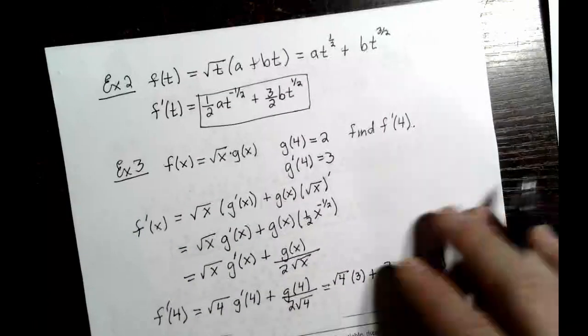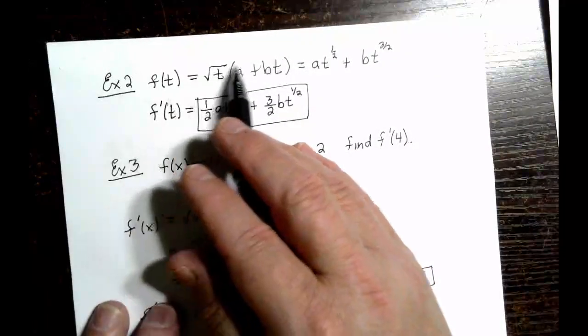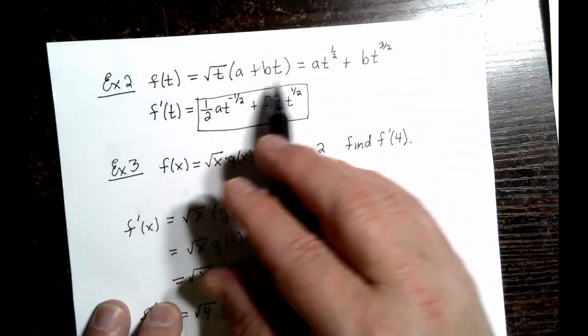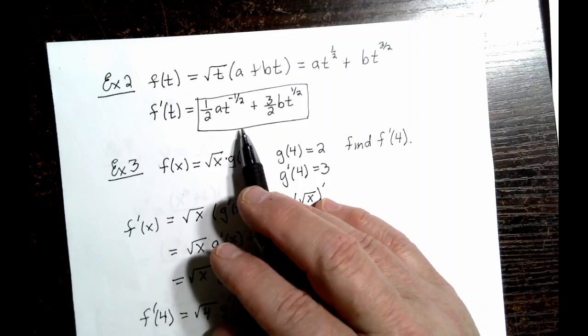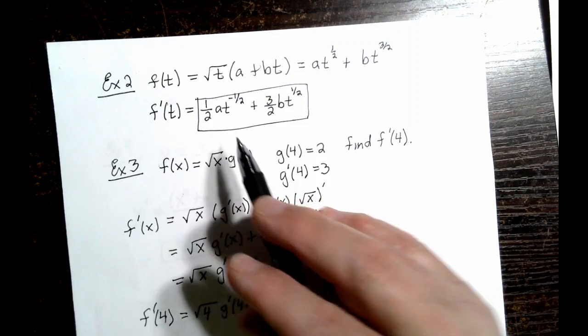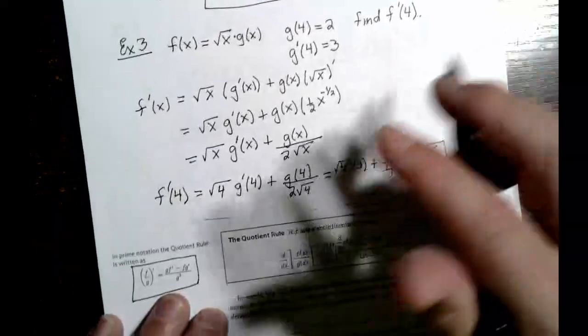The other way you can do the exact same problem is to multiply each part by t to the square root of t, and you get these two terms, and then you can just do the power rule that we learned in the last section. You get the same answer either way.